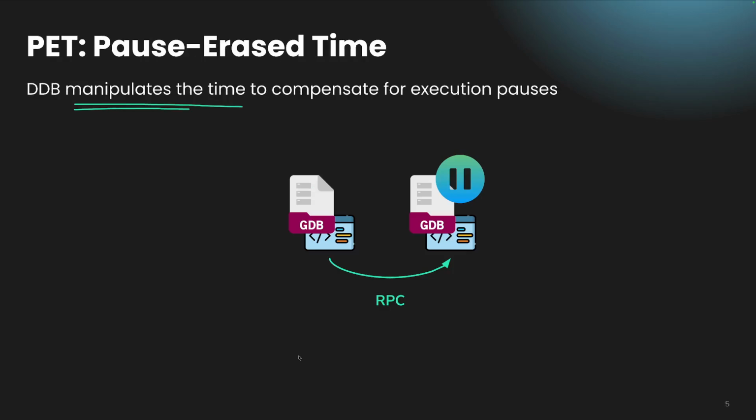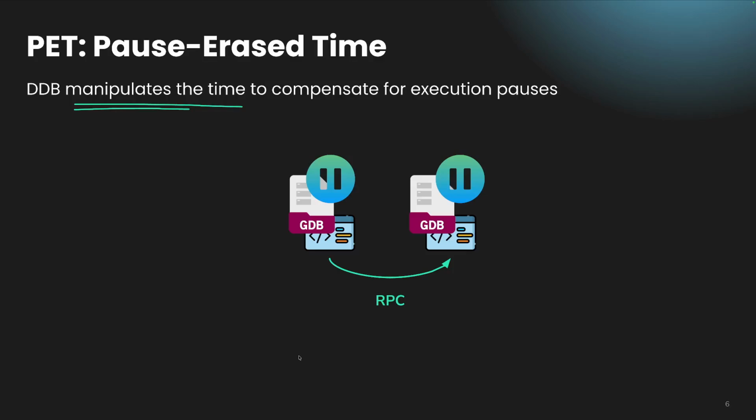So DDB handles this by using a technique called PAT, or pause erase time. Essentially, DDB manipulates the time so that it can compensate for all the execution progress during the debugging sessions. For example, here, if DDB sees the callee is paused, DDB is going to actually pause all the processes.